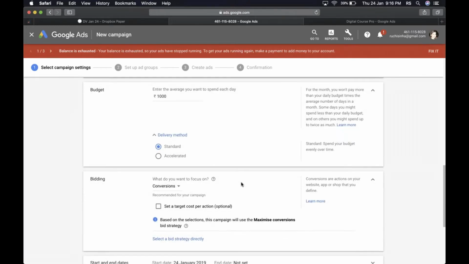With standard, they will do this optimization. If you say standard, they will decide when your ad should show. You're leaving this optimization to them. Yes, you can change the delivery method also. You don't change it every day, but if you want to change it later, you can.